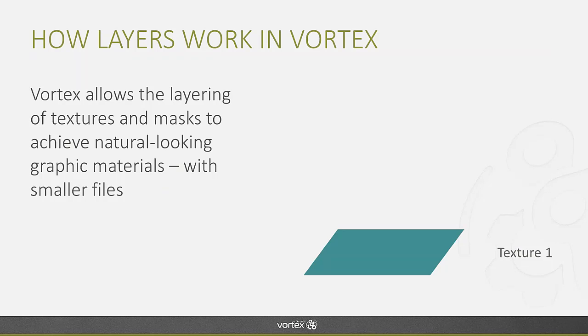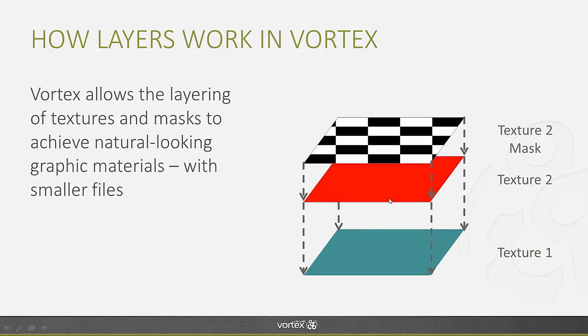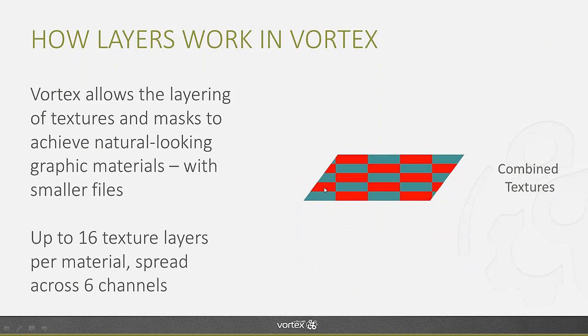How it works is that you begin with a texture. Now in 6.6 and before that, that's the only texture you would have, and that would define how your graphic mesh looks. In 6.7, you can add a second texture on the same channel or on different channels, and then apply a mask on it that will define which portion of that texture will be displayed and which will let texture 1 show through. The result is a combined texture that will provide more sophistication and will look nicer, but will also most likely be smaller and provide better performance. You can have up to 16 texture layers per material spread across 6 channels.